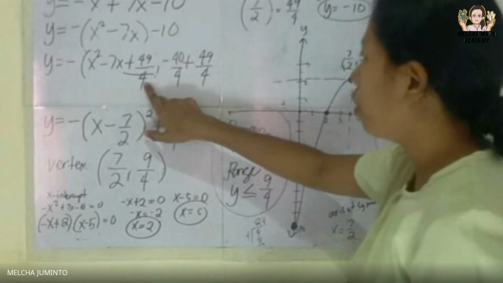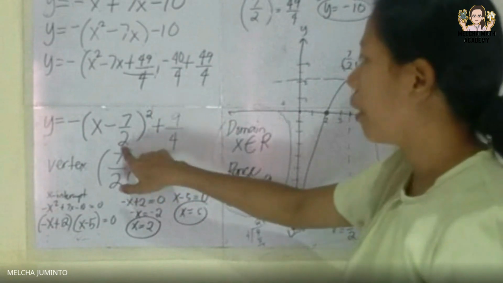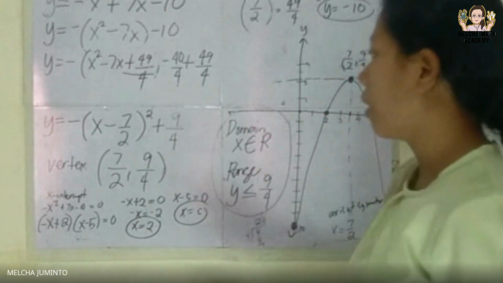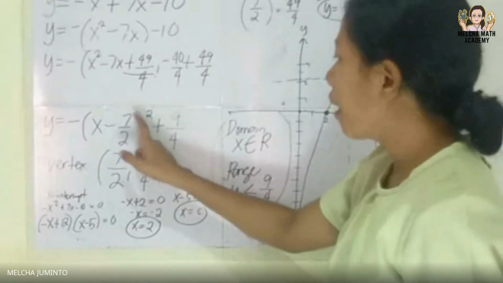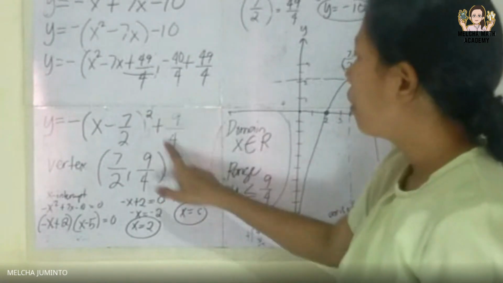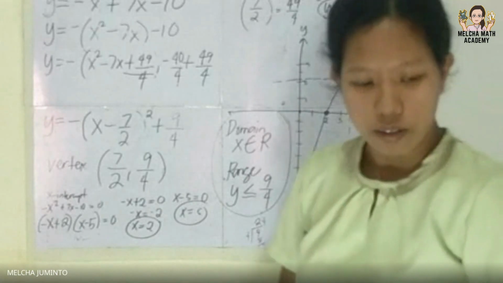Kung nakuha mo yung 49/4, ano yung number na square mo? 7/2. Kaya naging 7/2. And then, automatic naman, i-square mo. Kasi ito combine dalawa, kaya naging 9/4. Makuha mo na yung vertex, change the sign, negative 7/2, naging positive 7/2. Ito naman yung k sa vertex, 9/4.